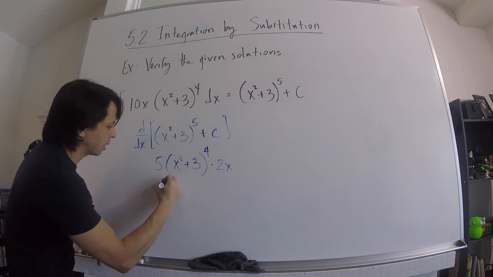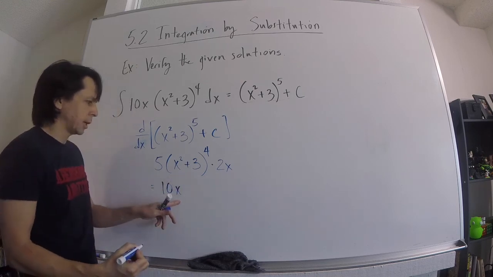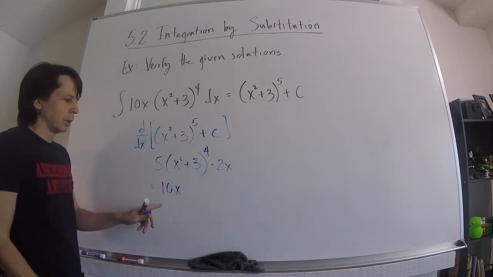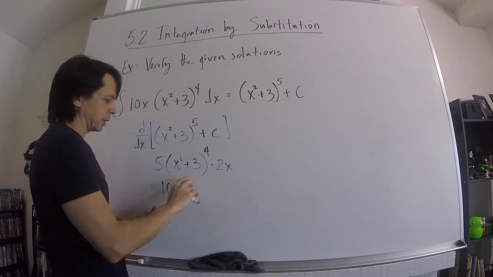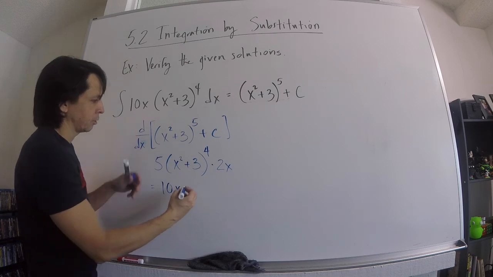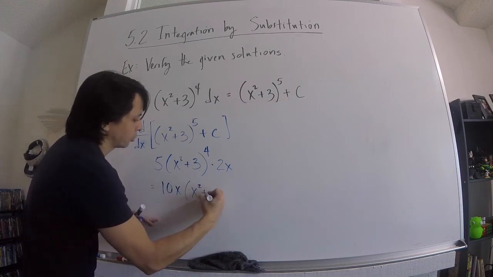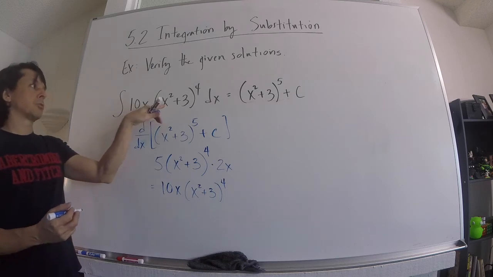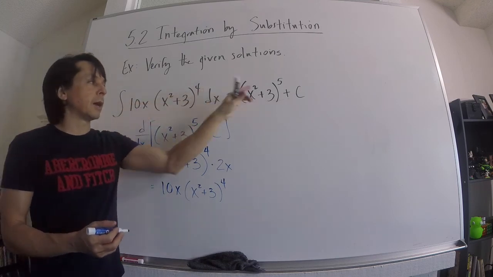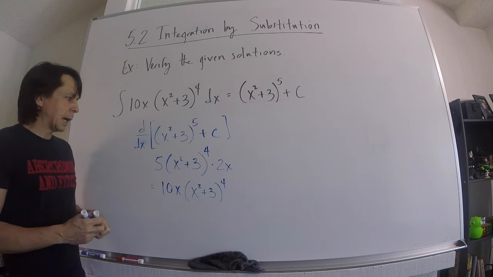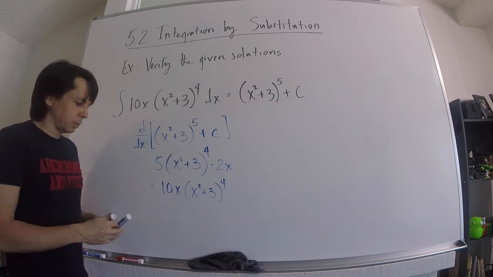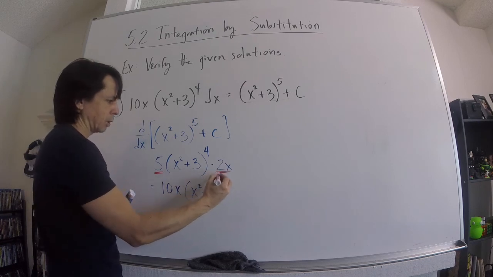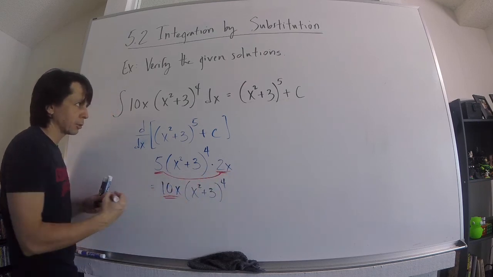Okay, anyway, let me clean it up. Notice how I get 10x because the 5 came down from the power when I did the power rule, and then the chain rule on the x squared gave me a 2x, which gave me the 10x that's there. And then I have x squared plus 3 to the fourth power. Even though right now it's pretty obscure how you can go from that to that, what I want you to note is how the power comes out, the 5, and then via the chain rule that 2x ends up combining to give me that 10x.